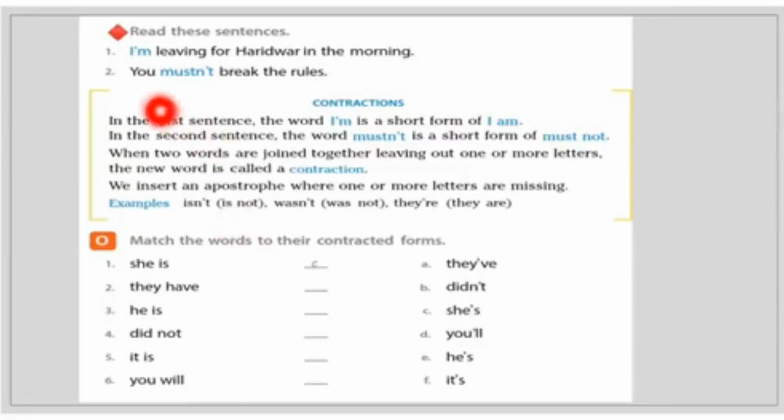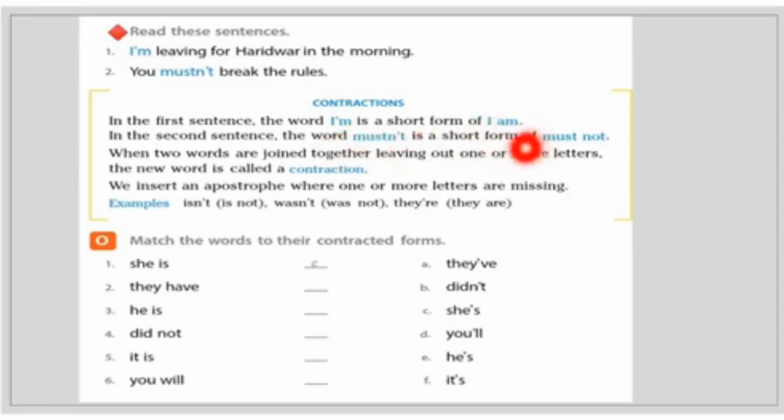So dear children, let's see these two examples. I am leaving for Haridwar in the morning. Second one, you mustn't break the rules. Let us see the highlighted words. I'm and the second one is mustn't. See, when you look at here, you can understand that I'm is a short form of I am. So when you make the contraction, which letters are omitted over here? A is omitted.